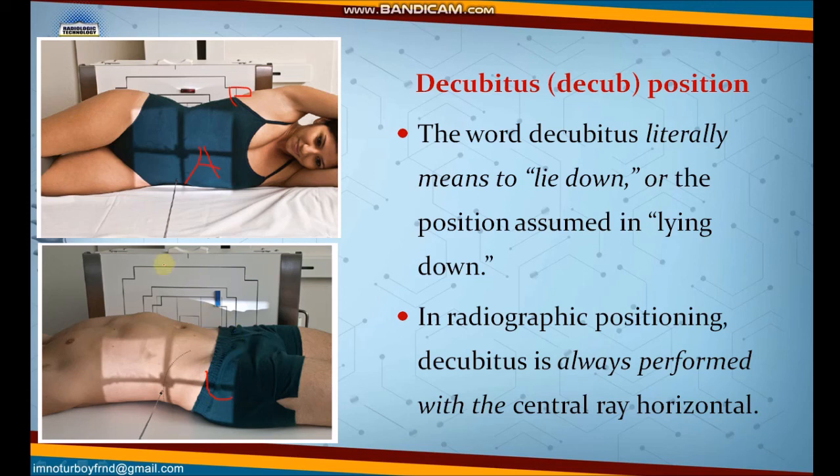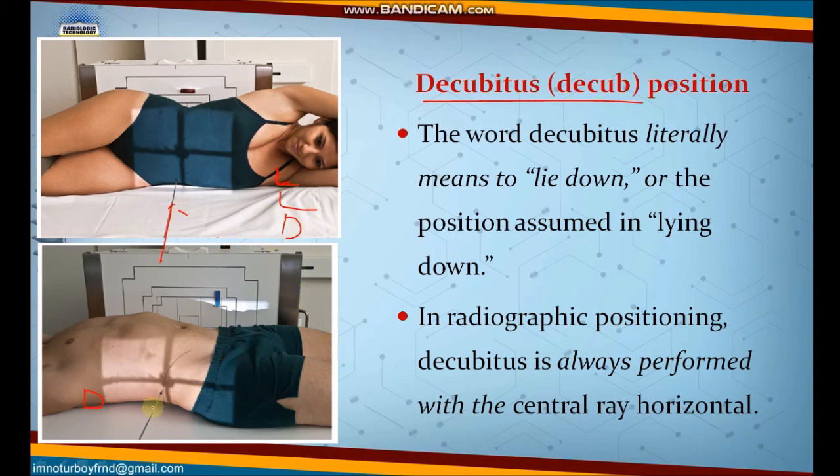But since we are doing it with a horizontal X-ray beam, the term for the position changes. Here, the patient lies on the left, here the patient lies on the dorsal. So our term for this is left lateral decubitus, because of the horizontal X-ray beam.